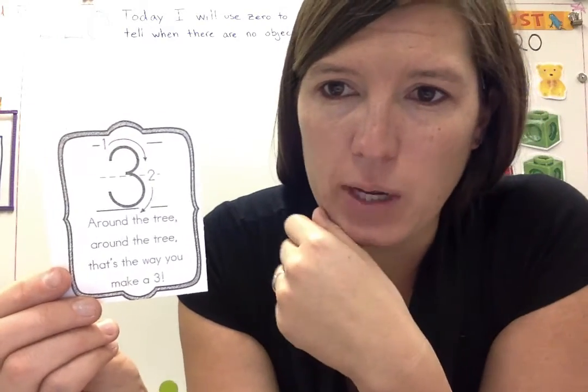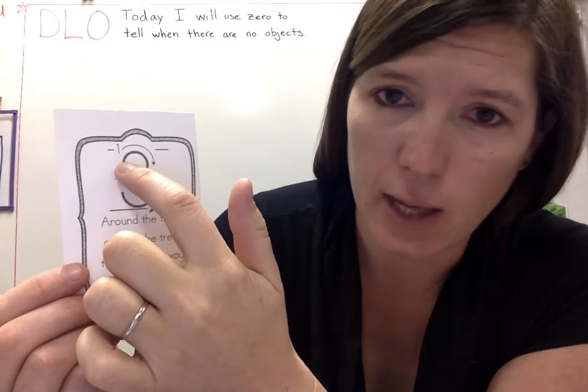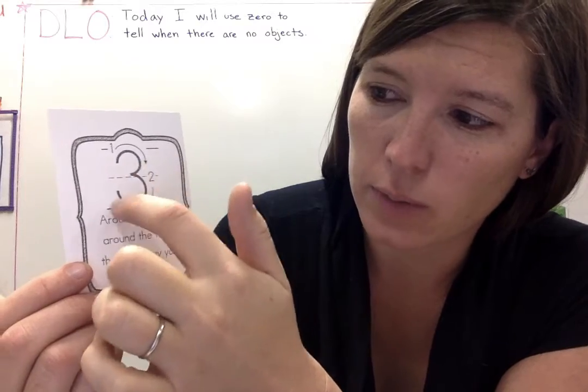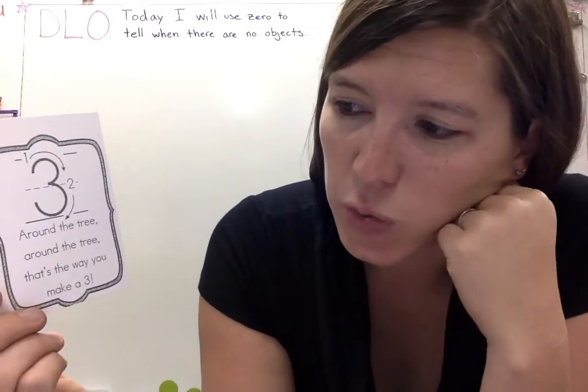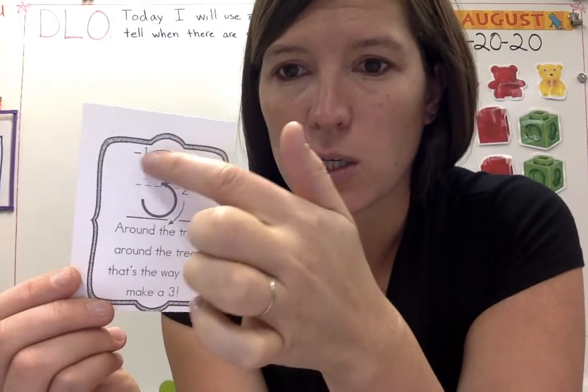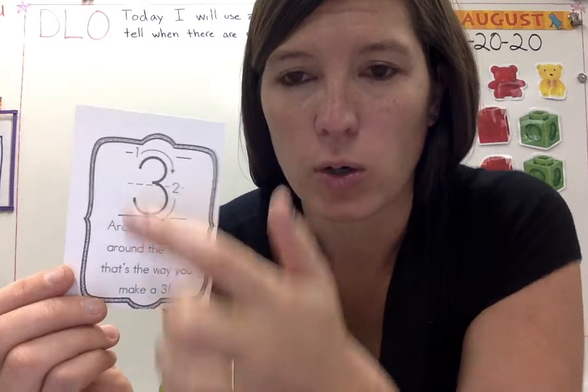This is the number 3. Just like number 2, you'll start just below the skyline, the top line, and you'll pull it up, and you'll go around and around. The poem is, around the tree, that's the way you make a 3. You touch the sky, you hit the fence, touch the bottom, and you curl up just a little bit.